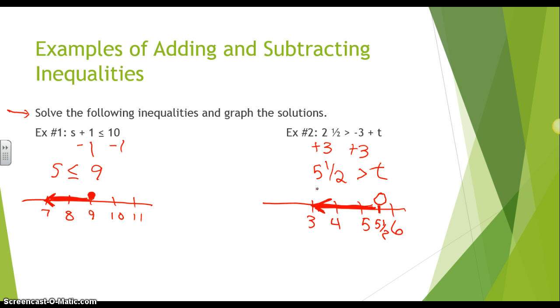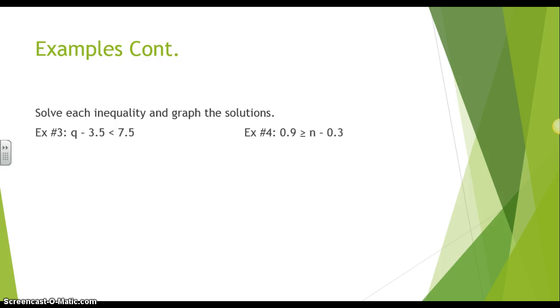Always think, when you're shading, which way to shade. Look at the variable and look at which way the sign is facing the variable. Notice t is less than 5.5, or 5.5 is greater than t. So t is going to be anything that's less than 5.5. All right, let's go on to some more examples. Example number 3. Here we go.